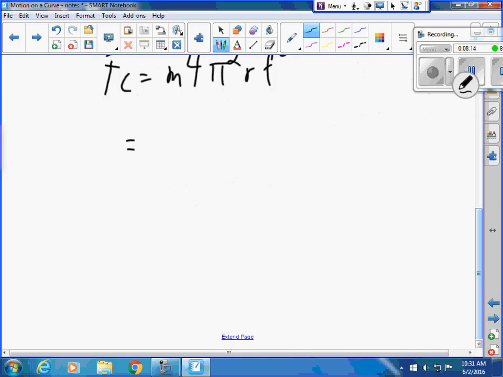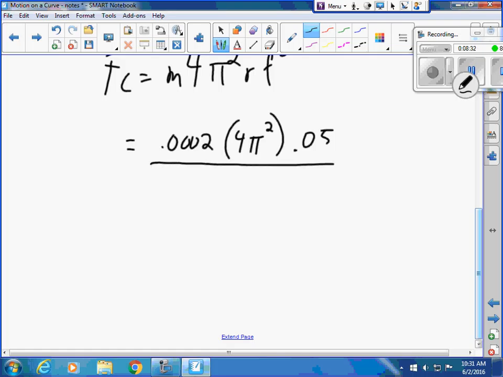Hertz is Hz. So that's going to be 0.0002 times 4 pi squared times 0.05. Oh no, I did the other one. Not all over. Times 1.28 squared.